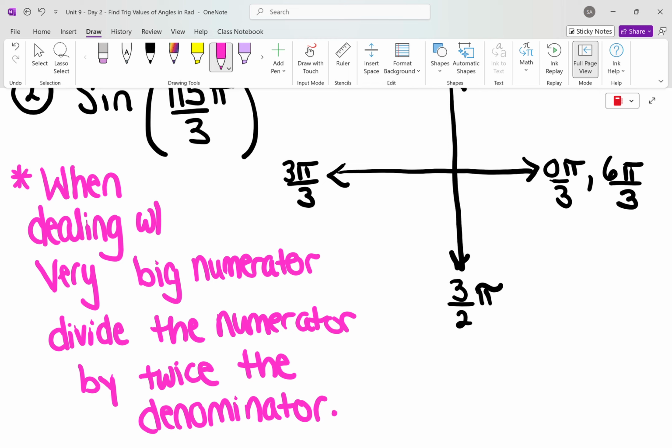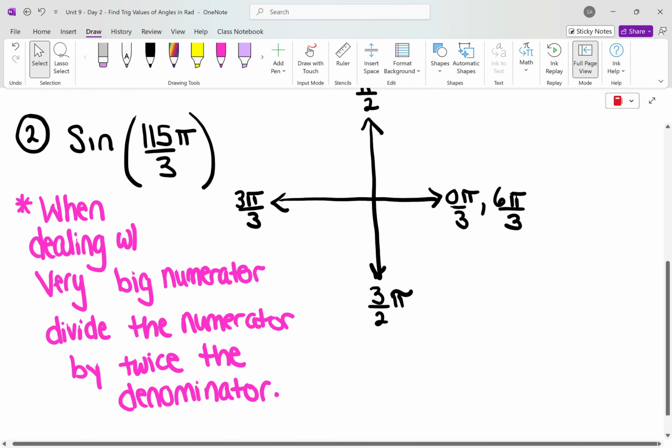Why twice? Why twice the denominator, not just the denominator? Because a full circle is 2 pi. So we are always twicing that denominator to get that full circle. So I'll let you write this down, and then I'll show you how we're going to go about this.